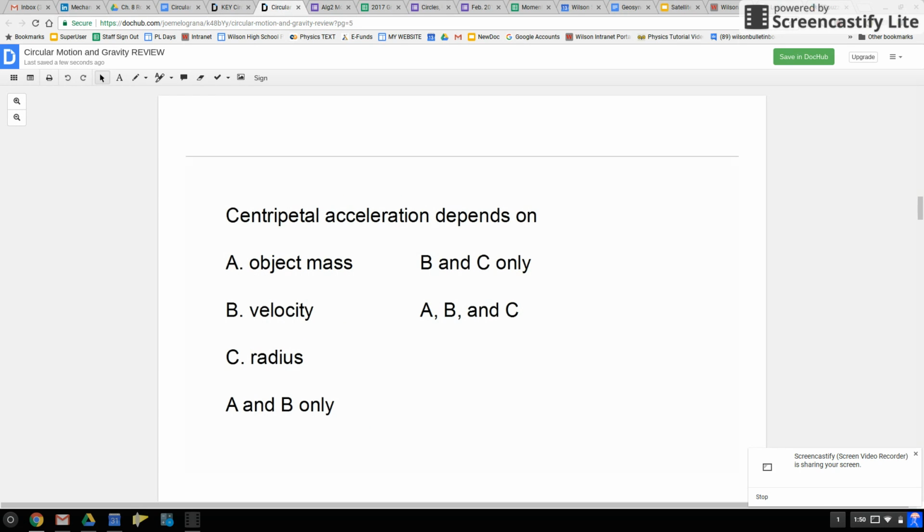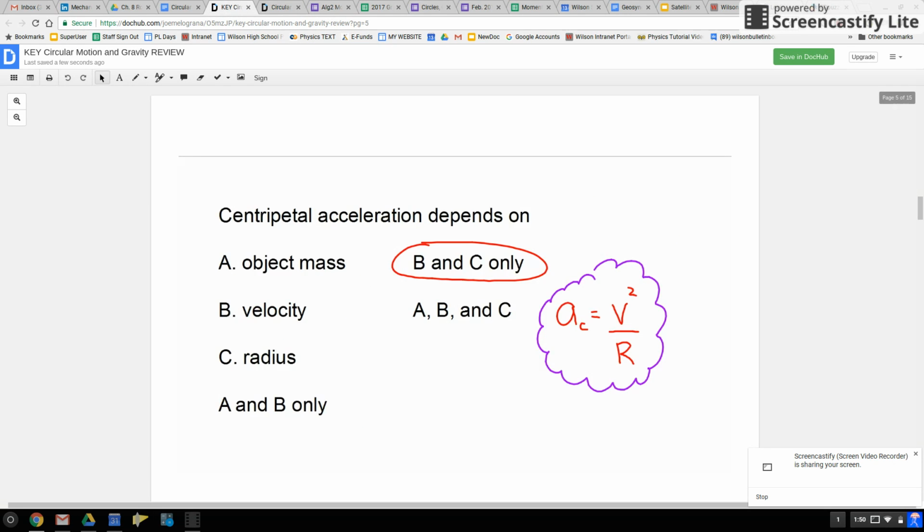What quantities does centripetal acceleration depend on? It only depends upon velocity and the radius of the circle. The object mass is nowhere to be found in the centripetal acceleration formula. Centripetal force, though, would include mass, and then it would be all three. But for centripetal acceleration, it is only these two.